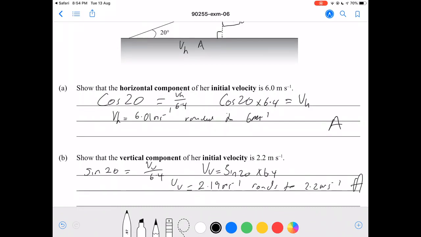For the next clip, I'm going to be looking more at projectile motion, and possibly some more calculation questions.